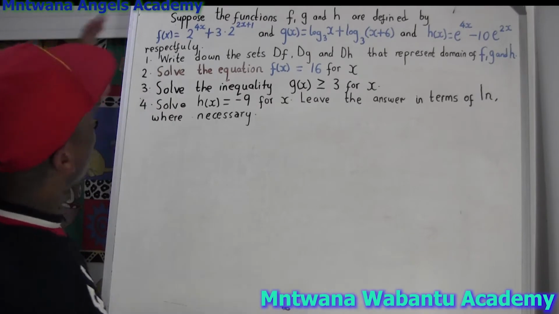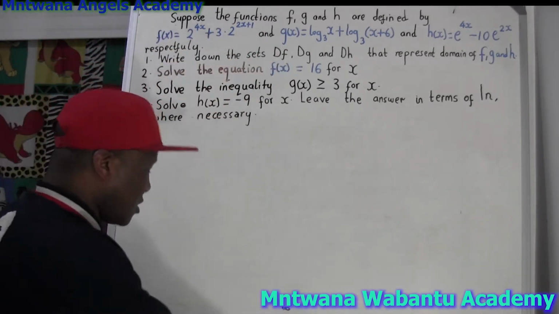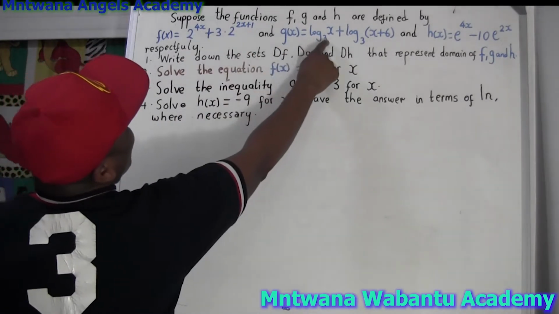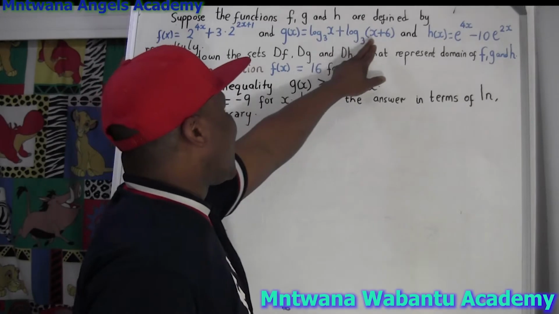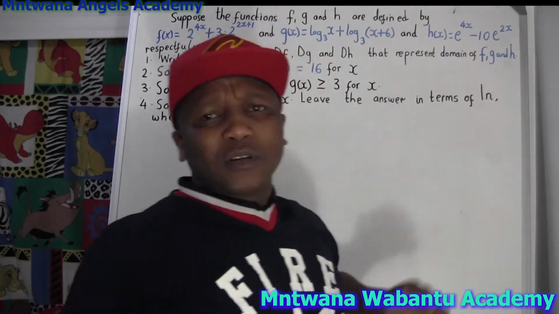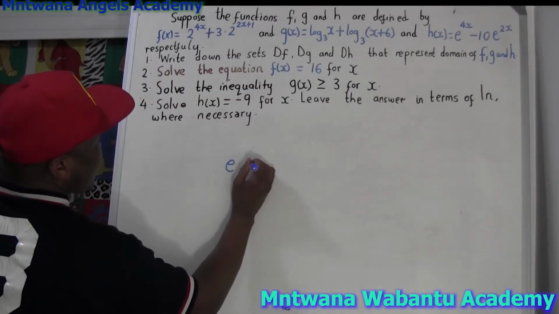Let's go. So they say suppose the function. So we have different functions here. This is an exponential function because it has a power exponent. And this is a logarithm function because it has a log. And this also is exponential. How? Okay, E, if you plug it in the calculator, E is 2 point something.